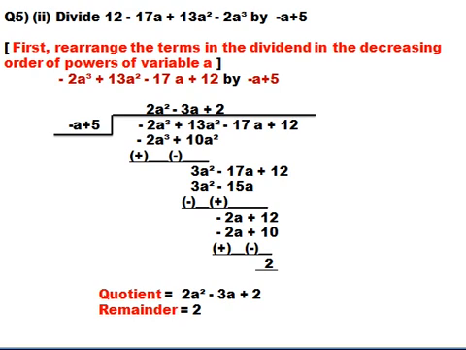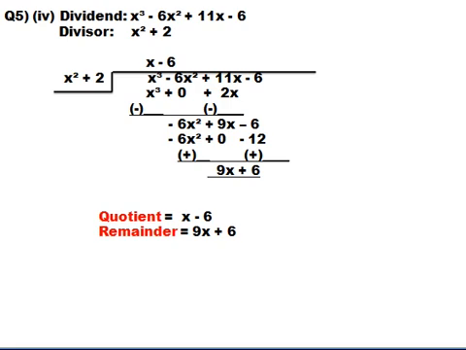Similarly, we are going to continue with the next part of the question, that is the fourth part, wherein we are going to divide the dividend by the given divisor in the same manner. So you need to see here that the dividend given here is x cube minus 6x square plus 11x minus 6, and the divisor is x square plus 2. There is no problem of rearranging the terms in the dividend, so we are keeping it as it is.